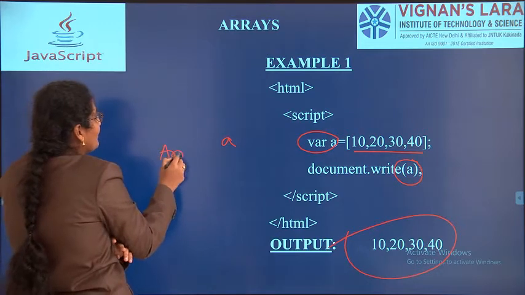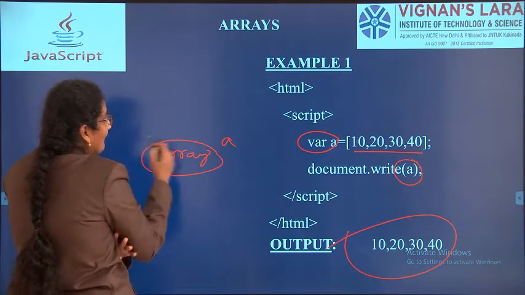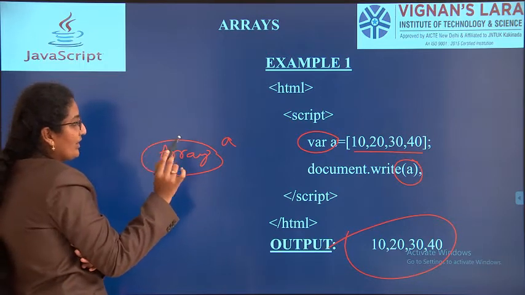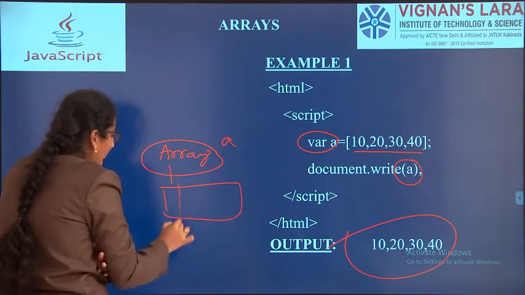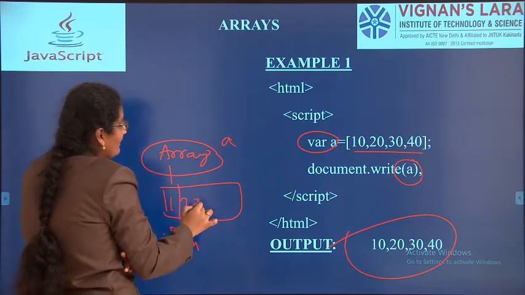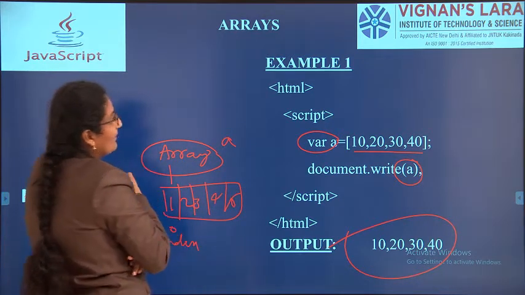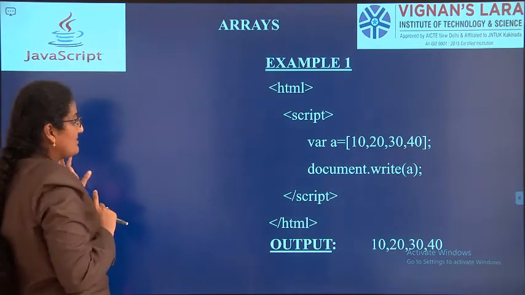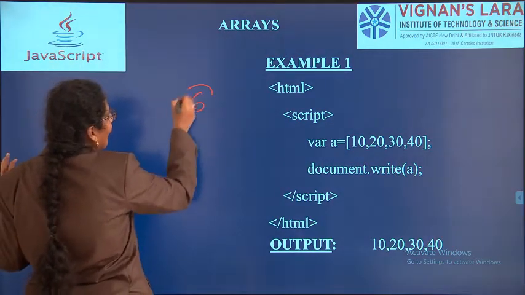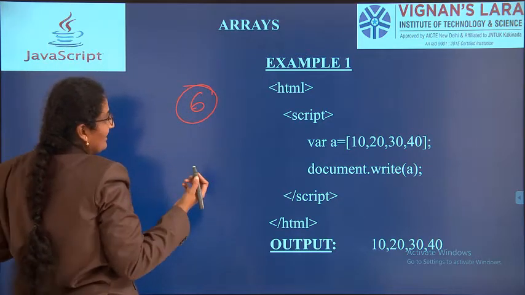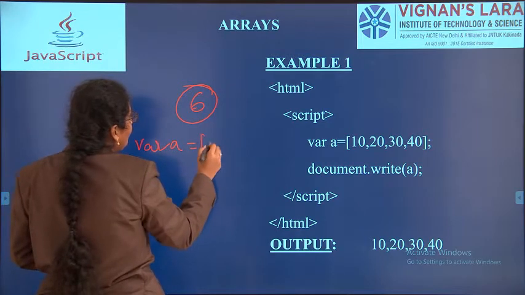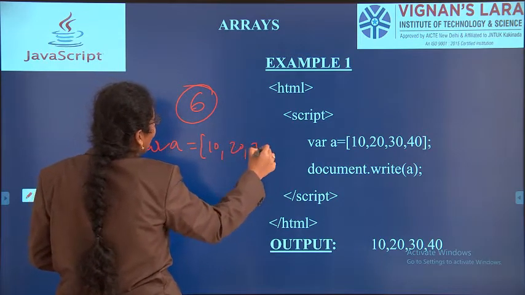See, arrays is a very similar topic for you all. In every programming language you will have this. The important point you need to remember is that array index will always start with 0, and an array is for storing similar type of data elements. If you know these points, in JavaScript we have 6 different ways to declare the array. In that, one is variable A equal to 10, 20, 30, 40.